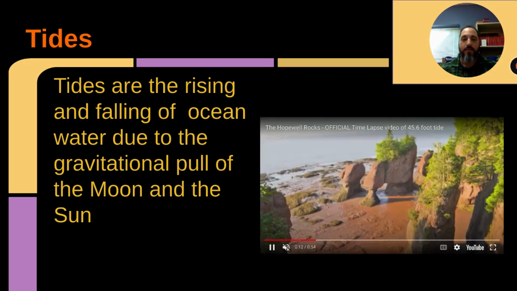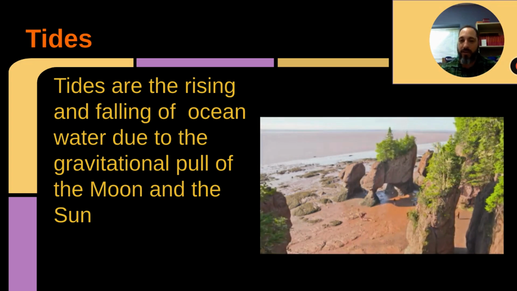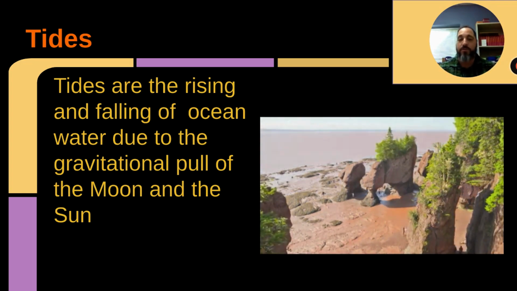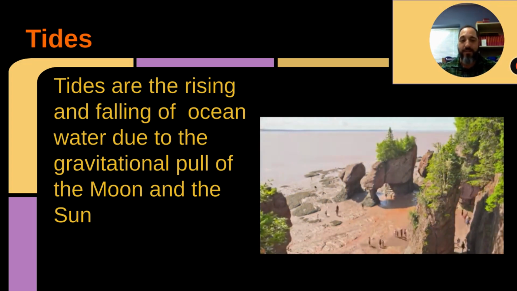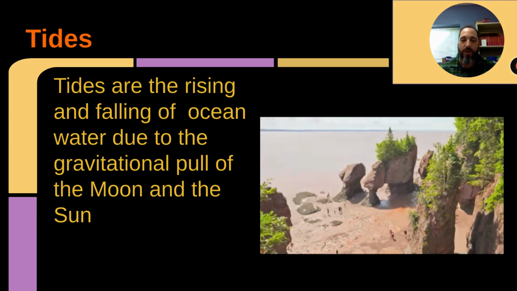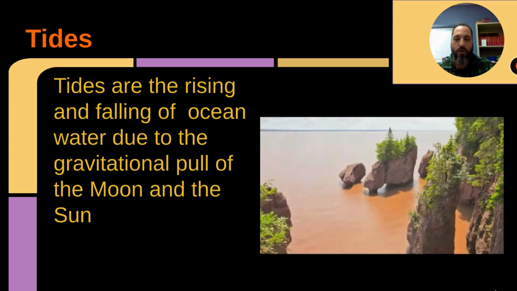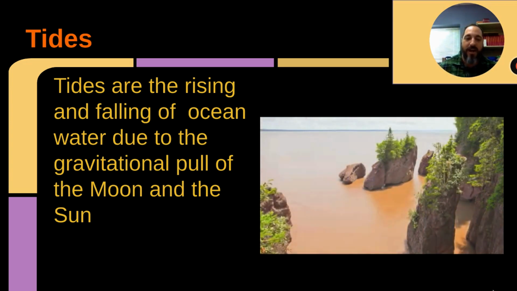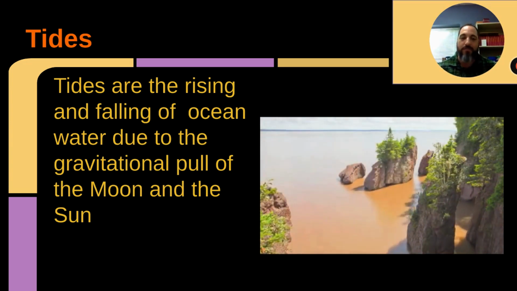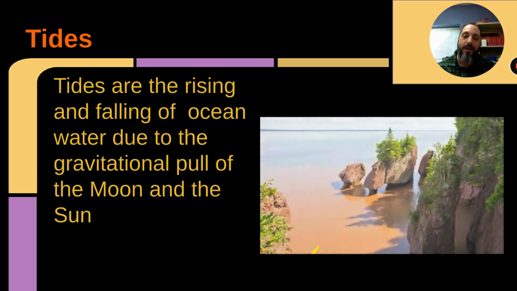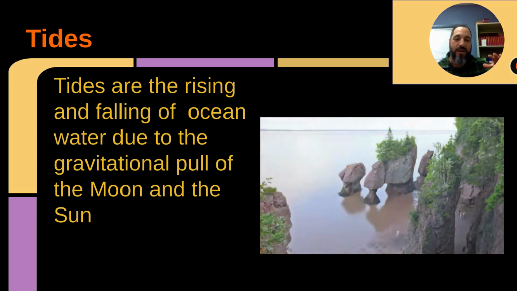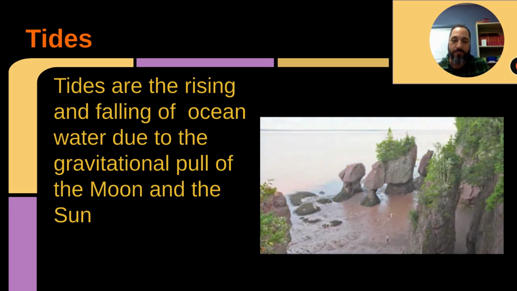All right. So tides. Tides are the rising and falling of ocean water due to the gravitational pull of the moon and the sun. So right here, I've got a video that's been playing. We've got a high tide coming in. This is the Hopewell Rocks. This has the largest tidal differences on Earth. This is in the Bay of Fundy in Canada. And you can see the water is rising and now it's starting to fall.